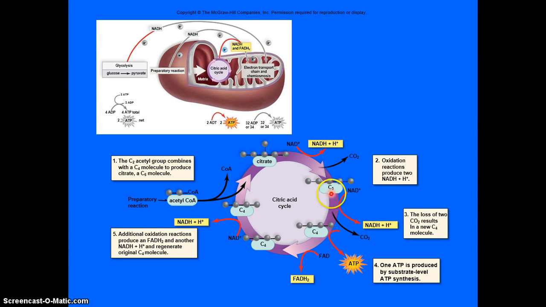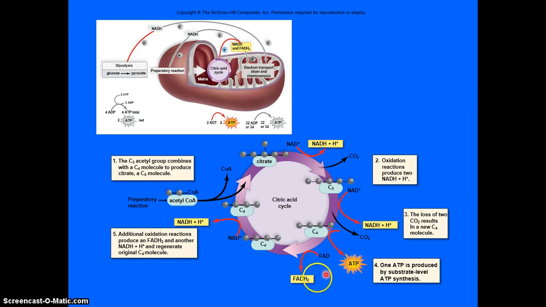This 5-carbon molecule then gets another carbon cleaved from it. More carbon dioxide is given off, so you're back to a C4 molecule. And in the process, also 1 ATP is produced through ATP synthesis. In addition, FAD is going to have 2 hydrogens hooked to it and become FADH2.